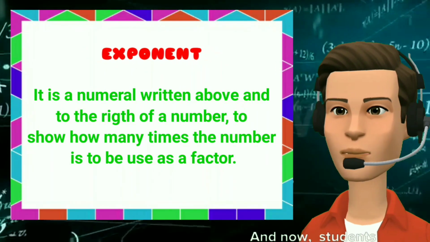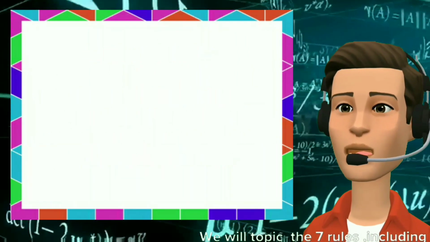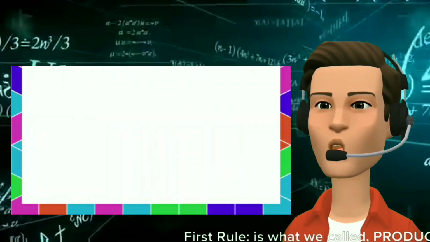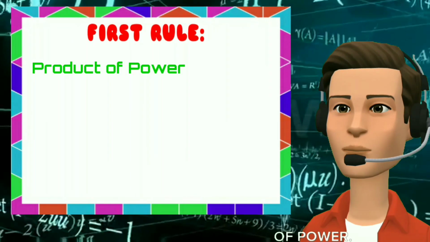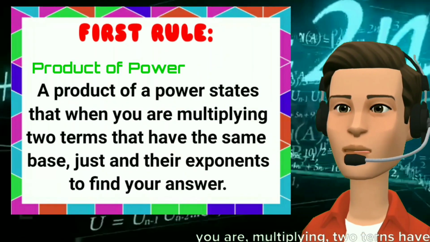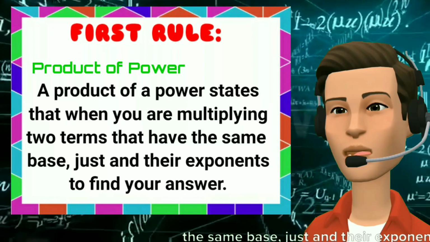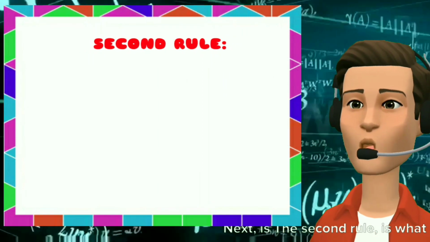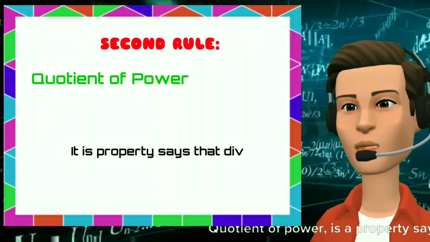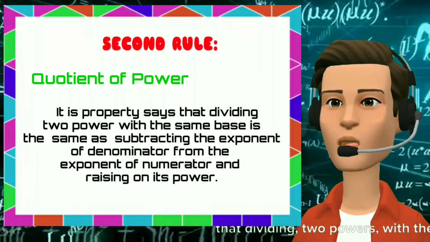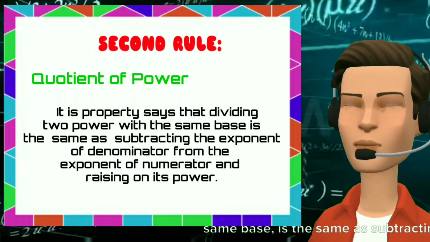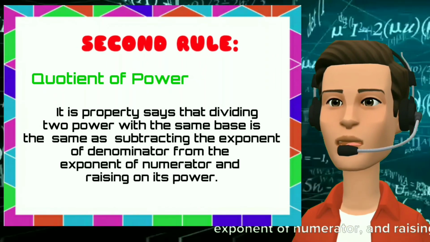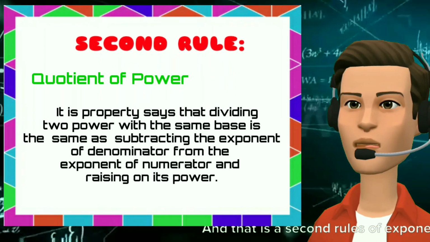And now, students, we will discuss the 7 rules of the law of exponents. The first rule is what we call product of power. Product of power states that when you are multiplying 2 terms of the same base, just add their exponents to find your answer. Next is the second rule, what we call quotient of power. Quotient of power is a property that says dividing 2 powers with the same base is the same as subtracting the exponent of the denominator from the exponent of the numerator and raising it to that power. And that is the second rule of exponents.